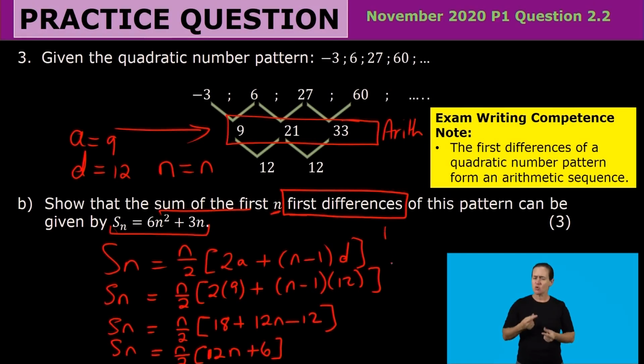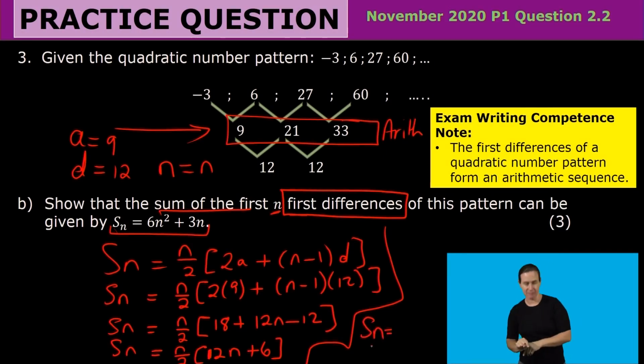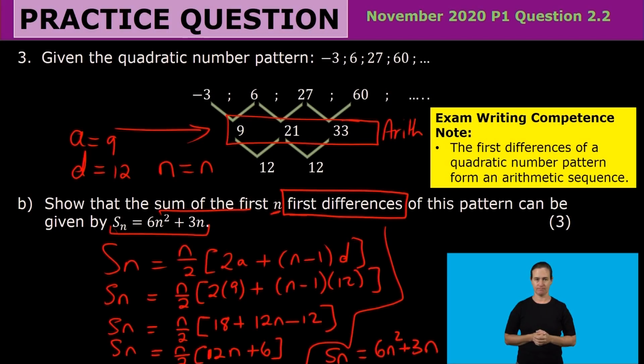So what is left for us to do? Well, we need to now multiply that n divided by 2 throughout. When we multiply n over 2 by 12n, that's going to give us 6n squared, because that 12 is going to be divided by 2 and the n is going to multiply with the n. Then we're going to do the same thing with the 6, and that is going to be plus 3n. Okay, so that's Sn is equal to 6n squared plus 3n. And when we look at what we were required to show or prove, it is exactly that answer. Let's move over to the next question.